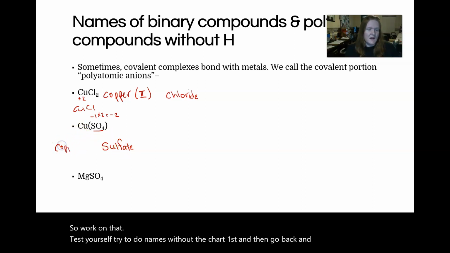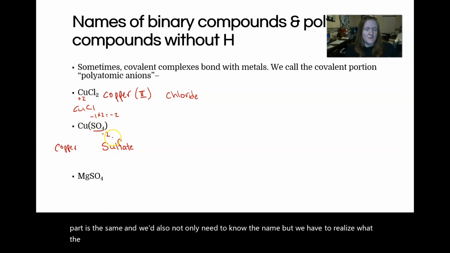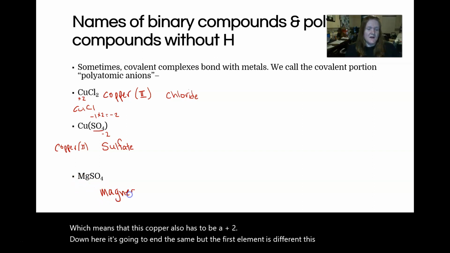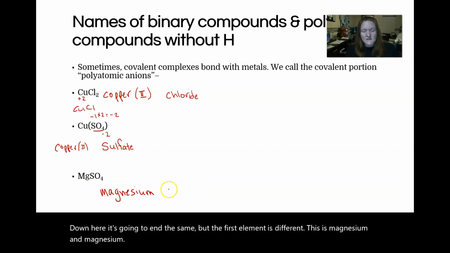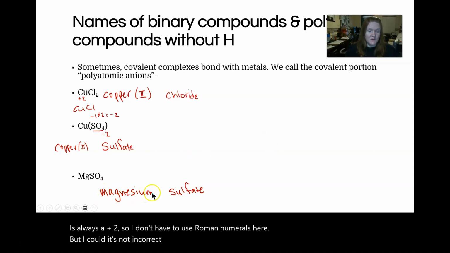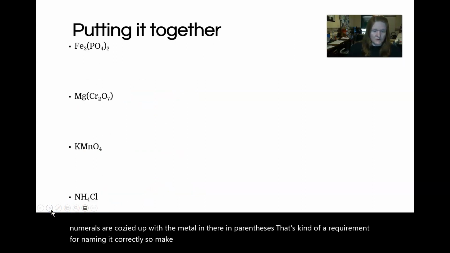The copper part is the same, and we also not only need to know the name, but we have to realize what the charge is. So sulfate is -2, which means that this copper also has to be a +2. Down here, it's going to end the same, but the first element is different. This is magnesium, and magnesium is always a +2, so I don't have to use Roman numerals here, but I could. It's not incorrect to also say magnesium (II) sulfate. Now you'll notice the Roman numerals are cozied up with the metal and they're in parentheses. That's kind of a requirement for naming it correctly, so make sure you're using the right punctuation.